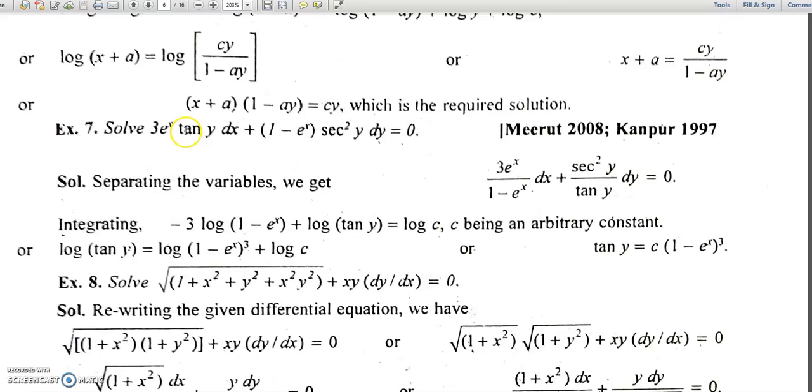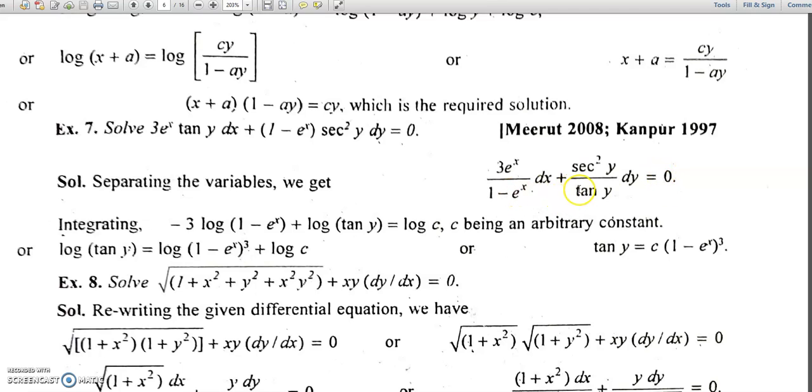So if you want to separate the variables, we have to divide both sides by 1 minus e to the power x, and then divide by tan y. So the whole equation is divided by tan y into 1 minus e to the power x. What we get is the first term, 3 e to the power x by 1 minus e to the power x dx, and the second term, sec square y by tan y dy, equal to 0.